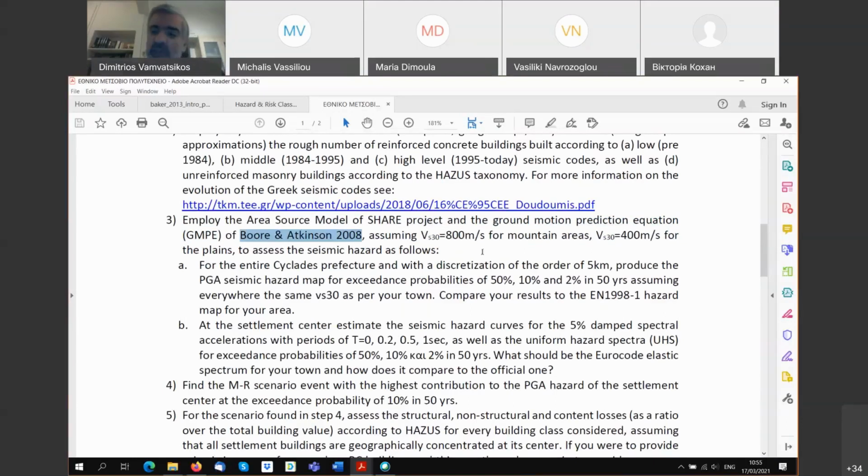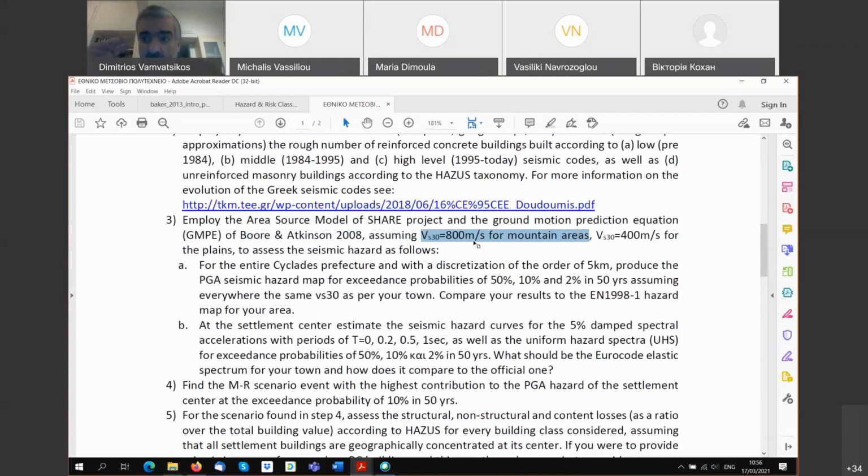That's funny because it fits in one paper. The other ones don't fit in one paper. They want multiple ones. They need multiple ones. You're going to assume 800 meters per second VS30. Remember, VS30 is the shear wave speed of the top 30 meters of soil. So for mountain areas, which I believe most of the small islands are, you need to use rock. Okay, again, this is not rock, it's just stiff soil.